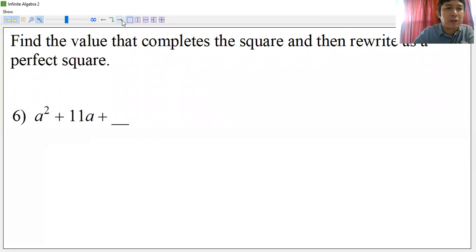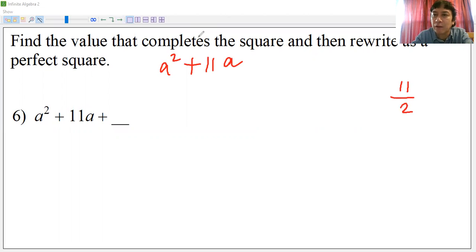Proceed to number 6. Find the value that completes the square, then rewrite as a perfect square. Again, we start with the number beside the first degree. The first degree is the a, the second degree is the a squared. The first degree has 11. Again, 11 is not divisible by 2, but still we will divide by 2, and then the result, we are going to square it. So that 11 over 2 is important. That will be written in the perfect square, okay?